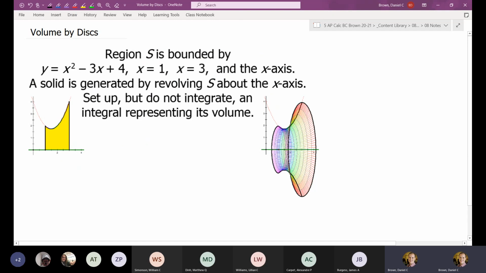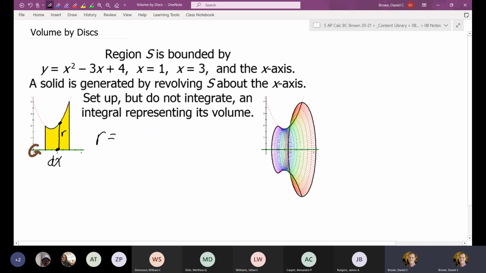So how would I draw one sample radius? If I'm going around the x-axis, I'm starting at the x-axis and then going out towards the edge of the region, and that's going to represent my radius. Since that radius is moving up and down, do you think we're going to do it in terms of dx or dy? Dx. So anytime we go up and down, we know that we're going to do it in terms of dx.